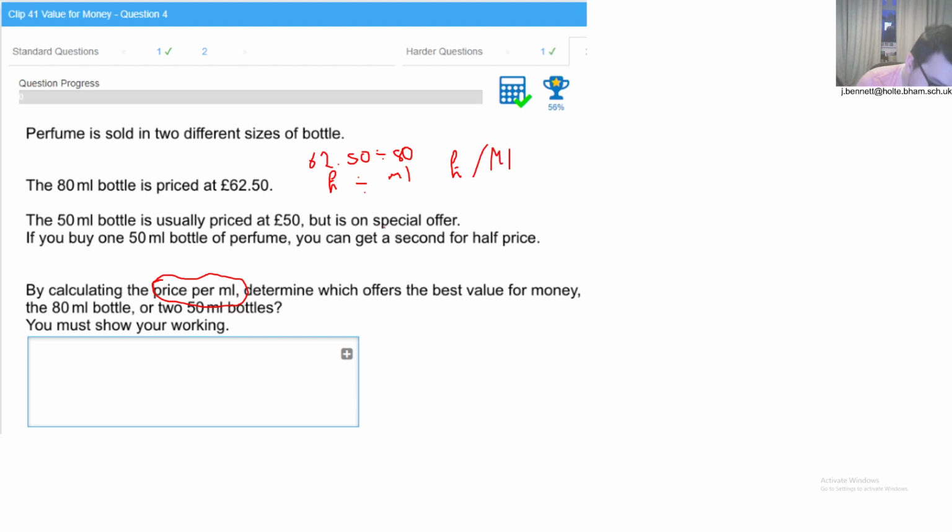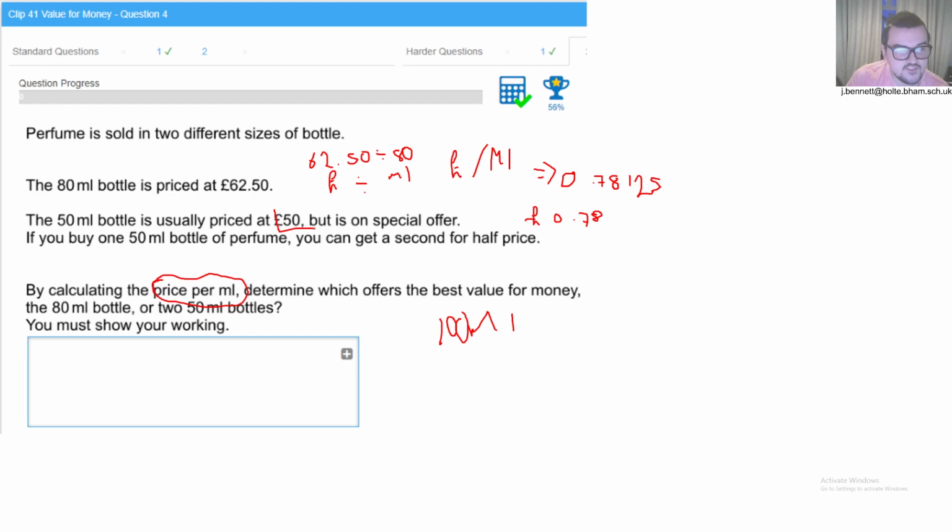So again, we can use the calculator. So 62.50 divided by 80 gives us 0.78125, or if you want to just round to the nearest penny, 78 pence per millilitre. But this one, we want to compare it to the second one. So 2 lots of 50ml, that's 100ml. So we're getting 100 millilitres.